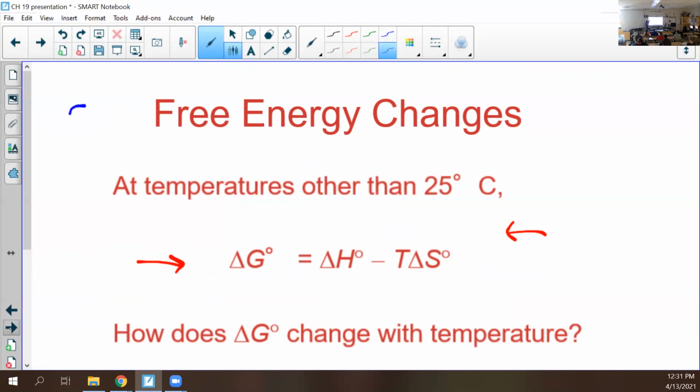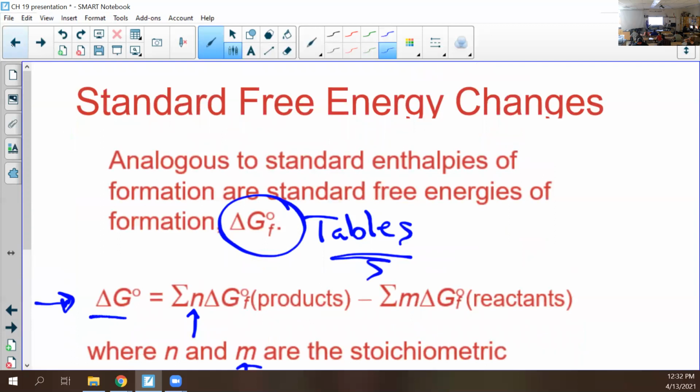This is fast. We're most of the way done here. Oh, so that's what delta G actually equals. Right here. This is another way to calculate it. And that's probably the more important one. Well, they're both important.